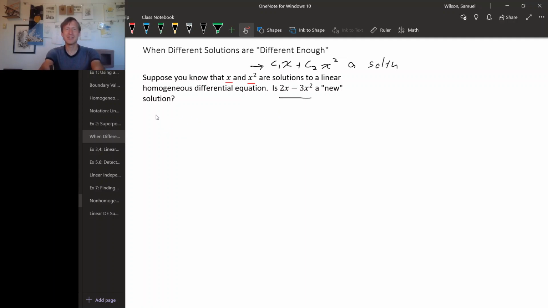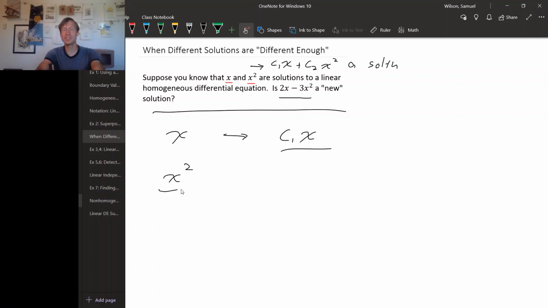Contrast this with, if you only knew that x was a solution, then you would know that c1 times x, that these are all solutions. But x squared would be a new solution because the function x squared isn't in this one parameter family, c1 times x. So adding x squared to our collection of solutions gives us genuinely new solutions that we didn't know before we knew x squared was a solution, right?